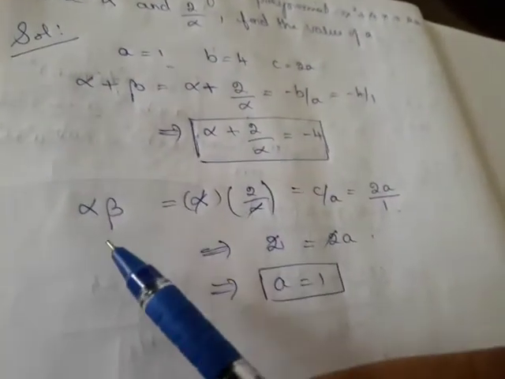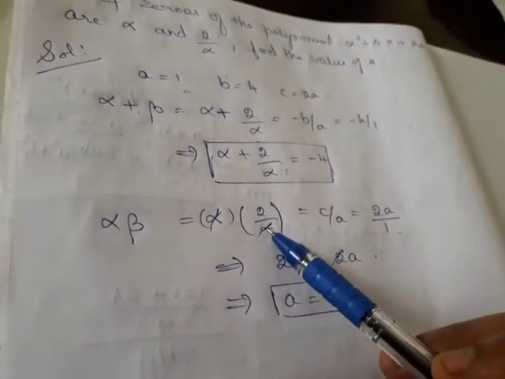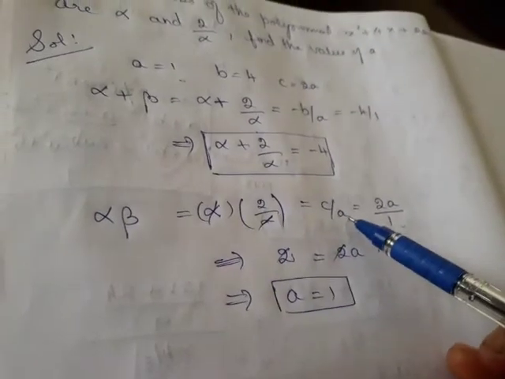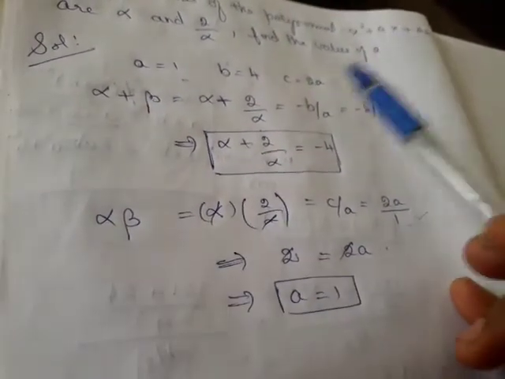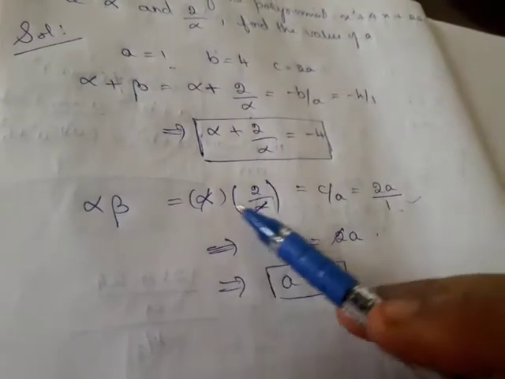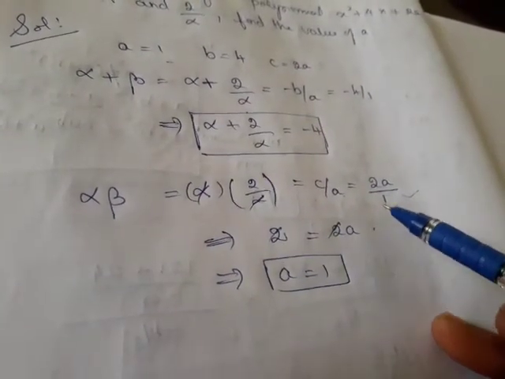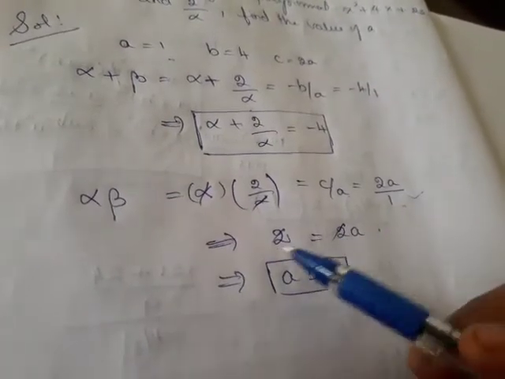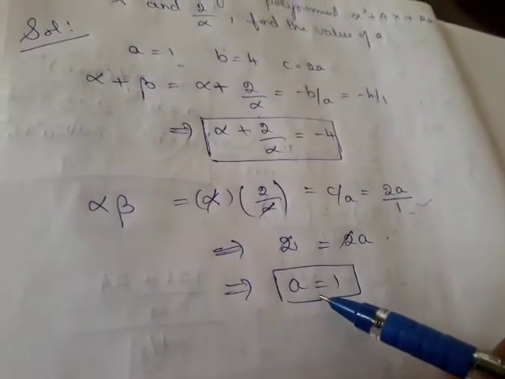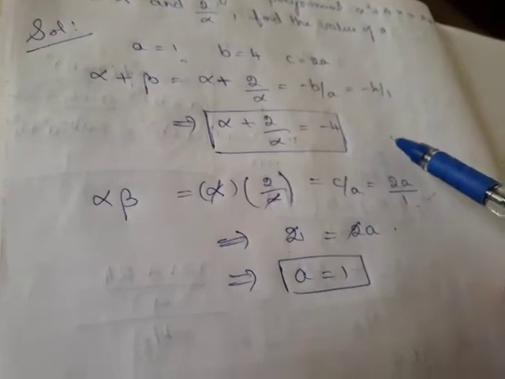Then find alpha beta, which is alpha into 2 by alpha, which is equal to c by a. c by a is nothing but 2a by 1. Now alpha will get cancelled. So we got 2 is equal to 2a. Since the denominator is 1, I avoided it. So 2 will get cancelled. So the value of a is 1. There is no need of the sum of the roots itself.